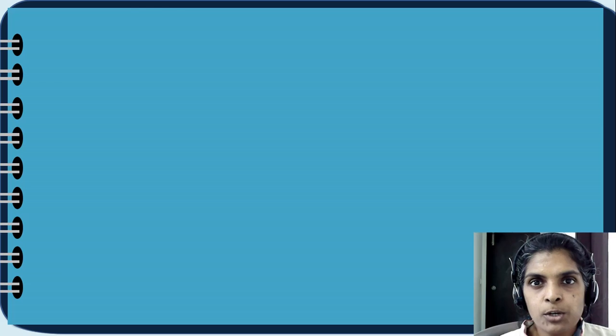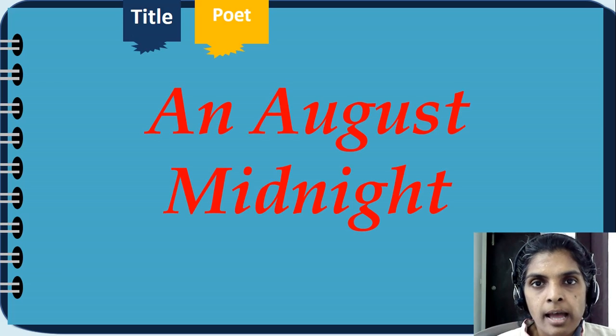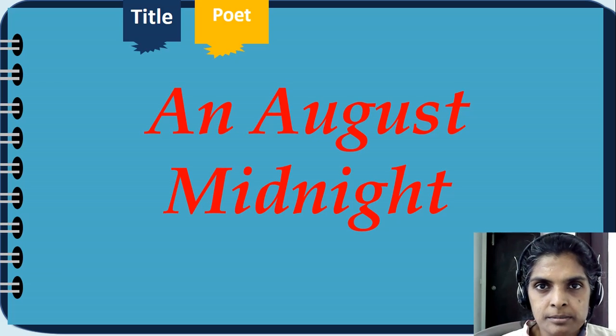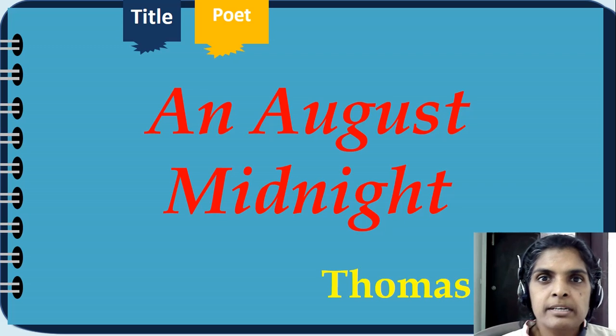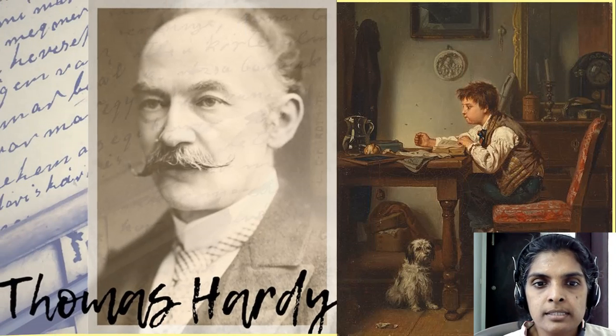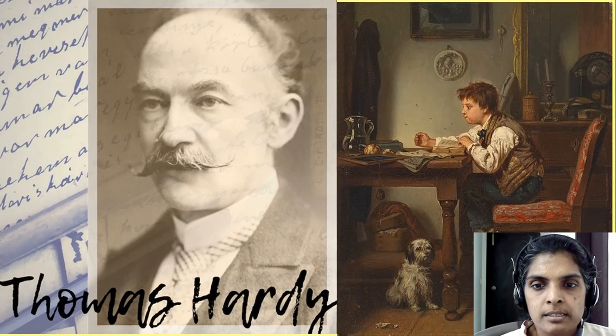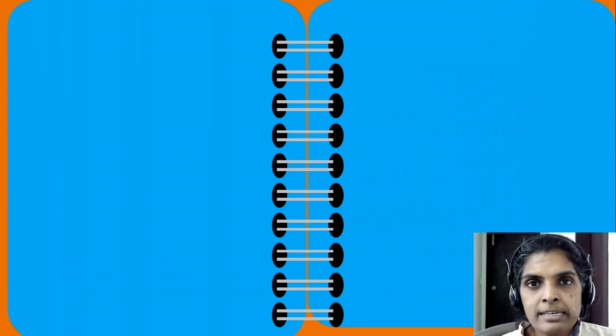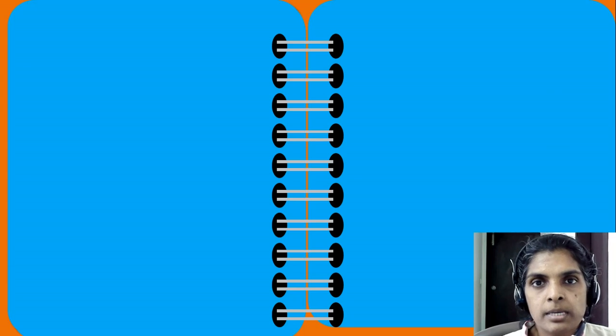Today we'll be seeing a new poem titled An August Midnight. It has been written by Thomas Hardy. See, this is Thomas Hardy. So this poem is about a meeting of the poet with some guests who come to visit him at midnight during the summer months of August.